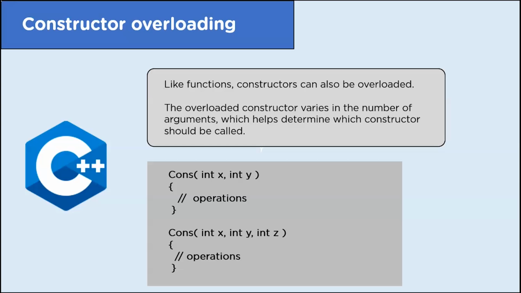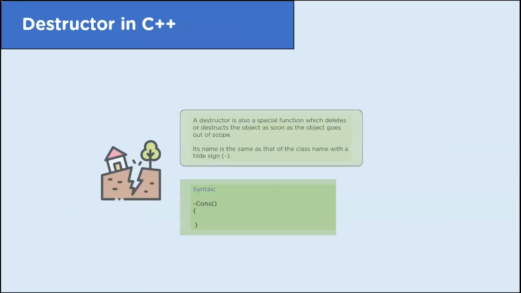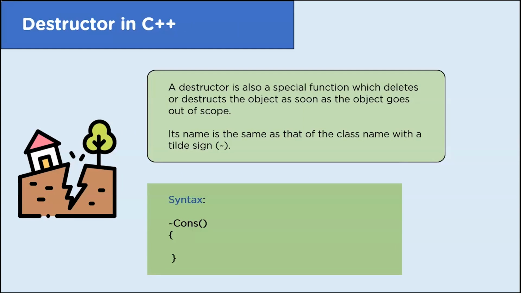Now coming to the last topic, that is destructors in C++. Just like the constructor, the destructor is also a special function which deletes or destructs the object as soon as the object goes out of scope. It basically deallocates the memory that has been assigned to the variables. The name of the destructor is same as that of the class name with a tilde sign. The destructor doesn't have a return type and it also doesn't take any arguments. And here is the syntax of the destructor.